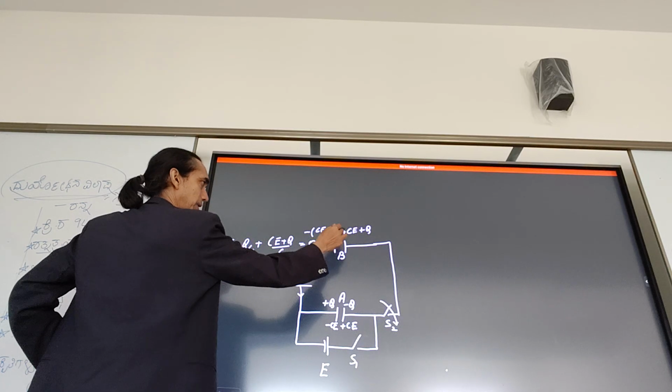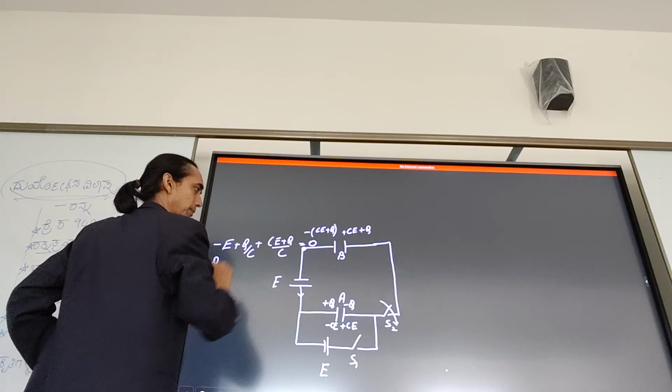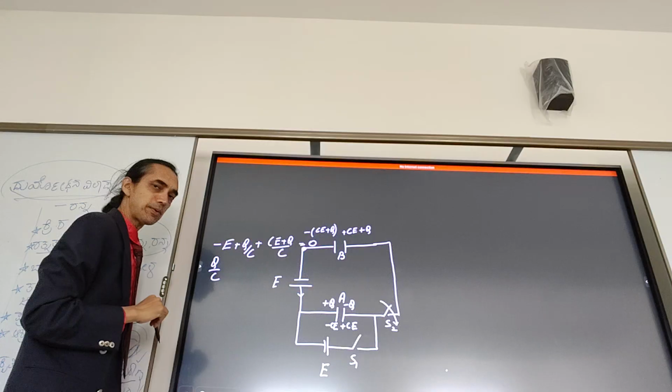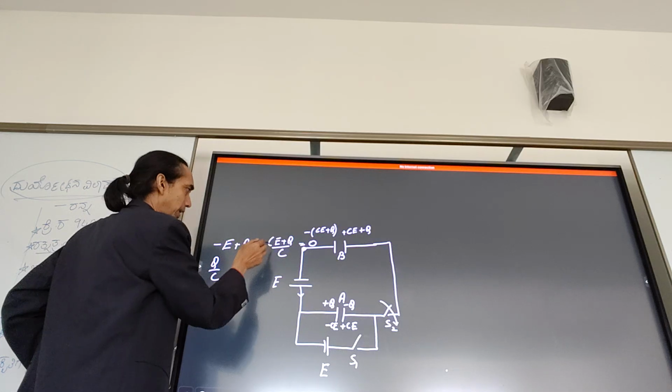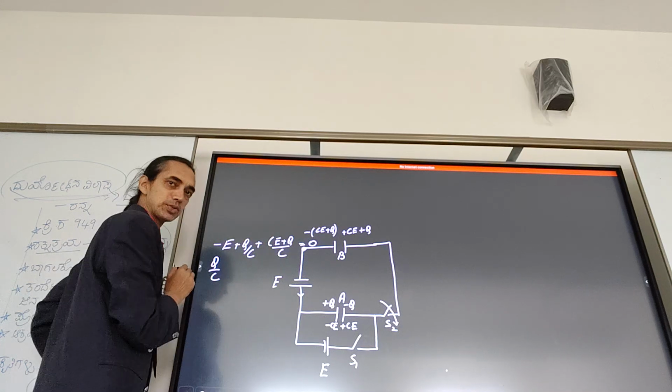Charge on this will be CE plus Q. This one will be Q by C. From here, what do we get? E and E. What do we get to see from here?